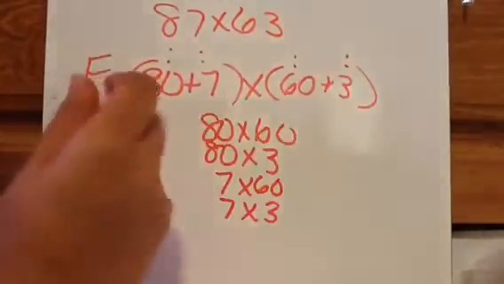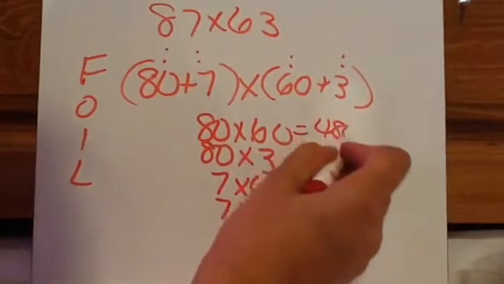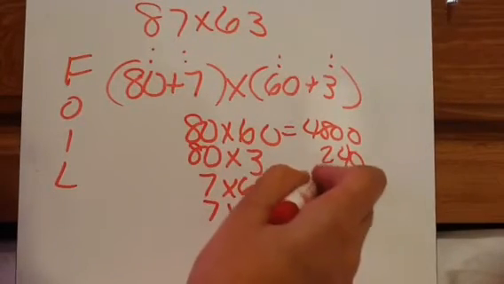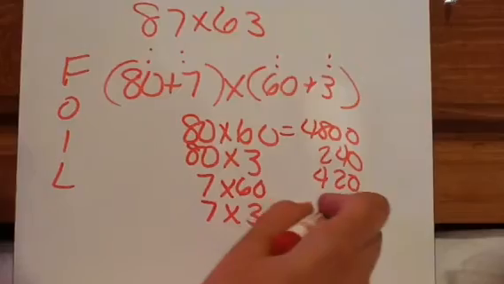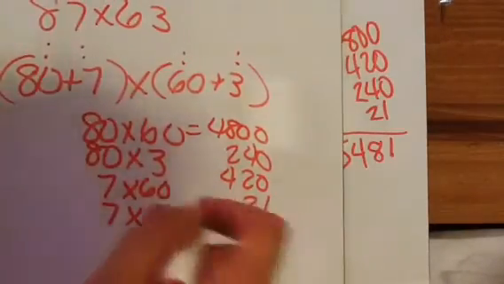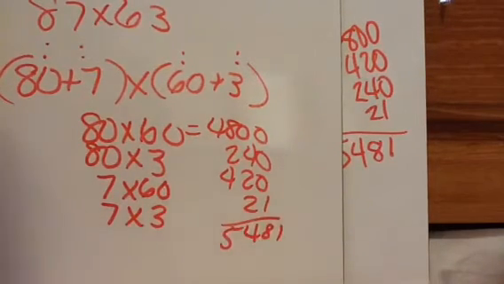So doing that, if you notice there's 2 dots above every number, which means I did everything correctly. I used all my numbers. So 4,800, 240, 420, 21. Notice these numbers are exactly what I got from using the box. So I know I did this correctly.